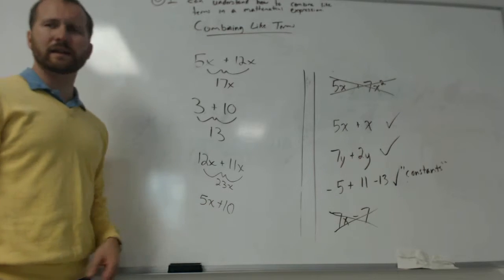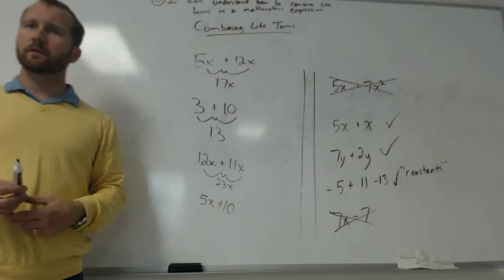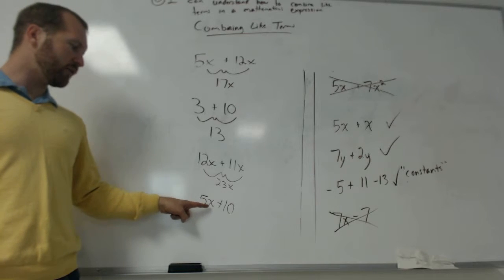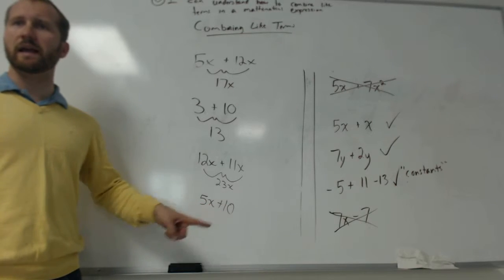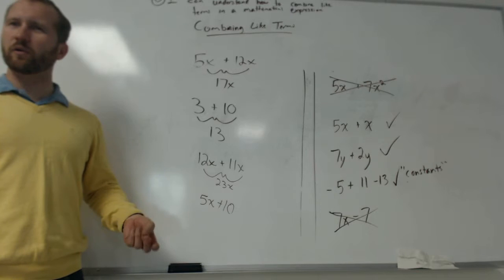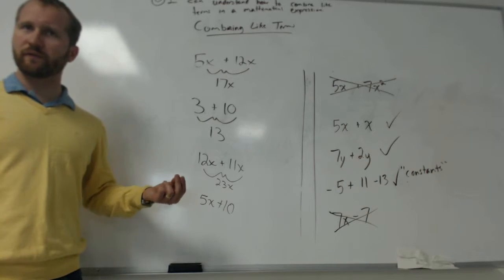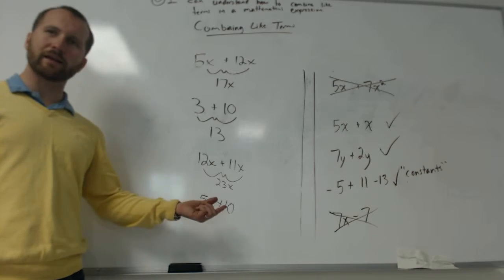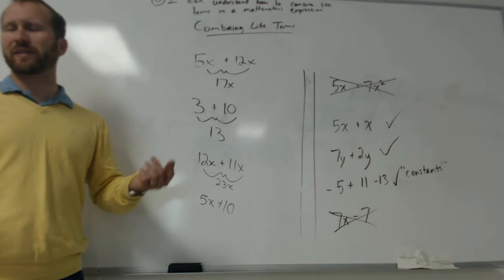If you think of x as an object, this says 5 oranges plus 10. How many oranges do I have? 5. And then I have 10 of something else, right? But I don't know what that something else is.